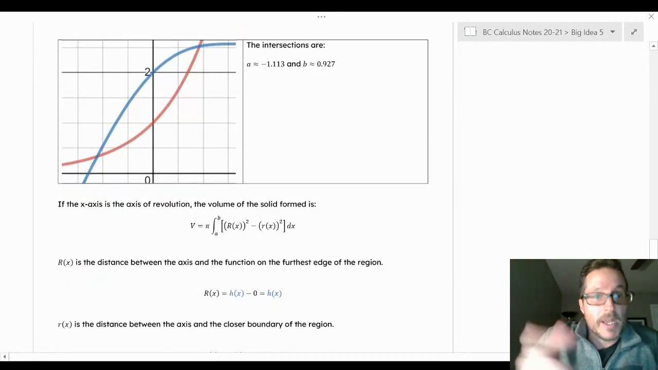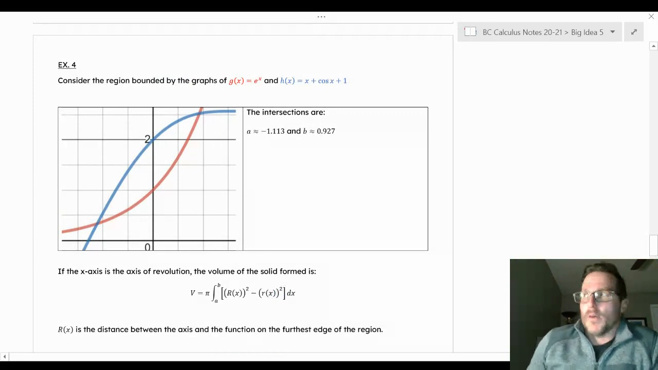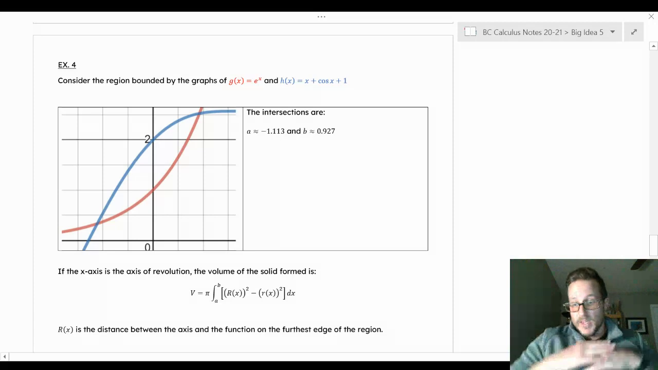So we're spinning around the x-axis, by the way, if you didn't hear me say that before. We're going to spin around the x-axis, that region there. And we're going to have to use something in terms of x. So we're spinning around a horizontal axis.